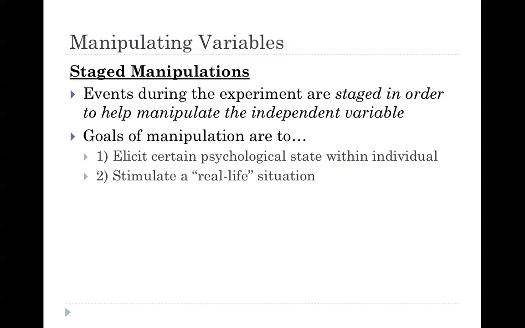Now the second kind of manipulation is a staged manipulation. Now here events in the experiment are actually staged in order to help manipulate the independent variable. Now the goals of these manipulations are to elicit a certain psychological state within the individual and to make it seem like a real-life experiment. So you really oftentimes are deceiving the participant when you're doing a staged manipulation.